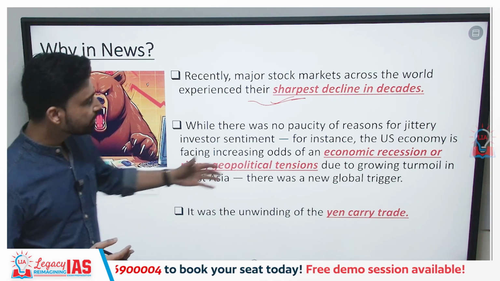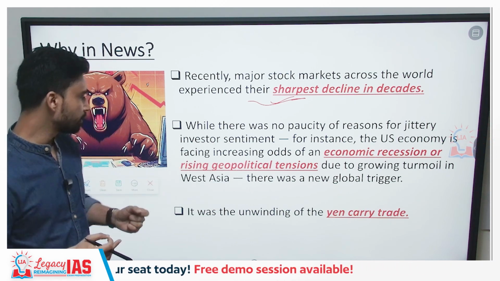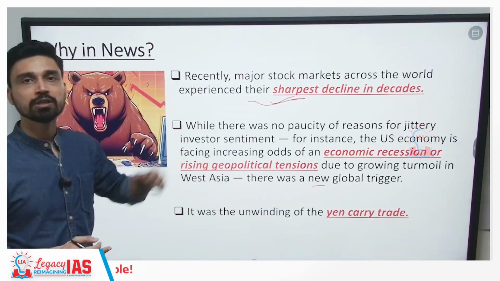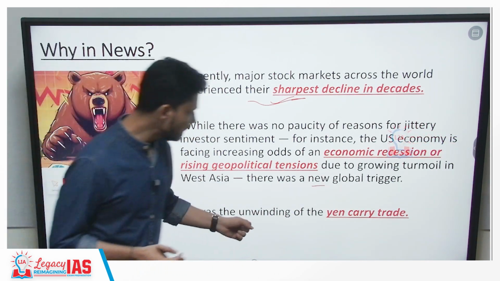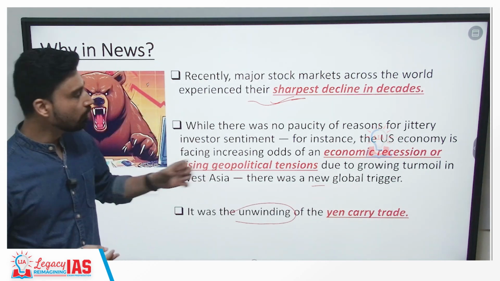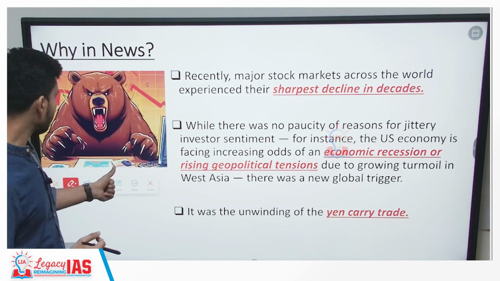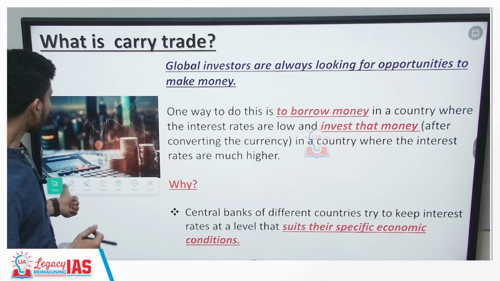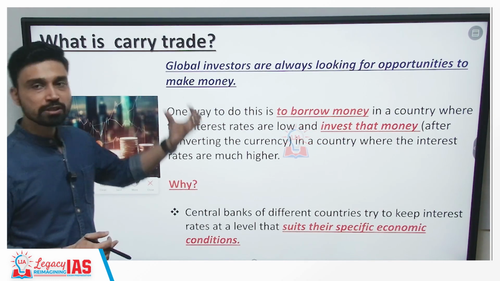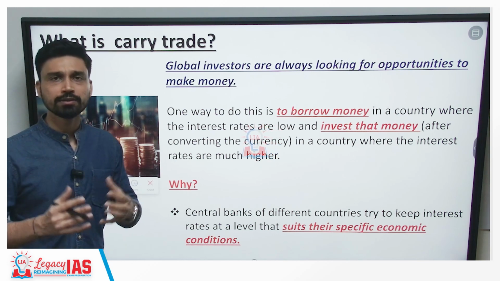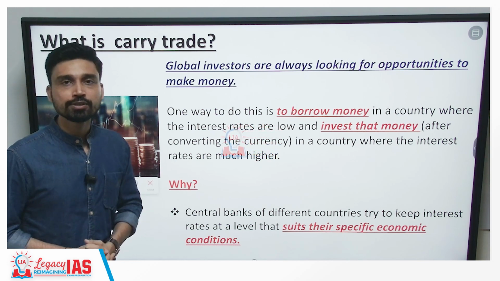So all these reasons are there, but the main reason, or a new global trigger that has caused the global stock market turmoil, is believed to be what we call the unwinding of the yen carry trade. Let us try to understand what basically this term means. Before understanding yen carry trade, the yen, to give you this information, is the currency of Japan.